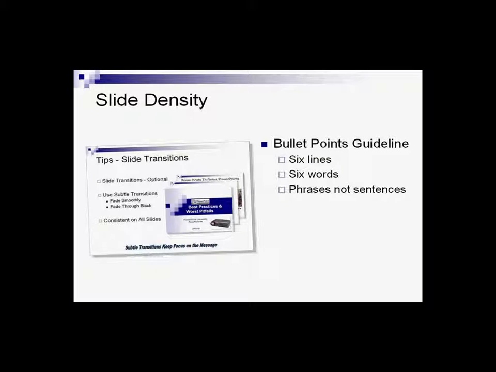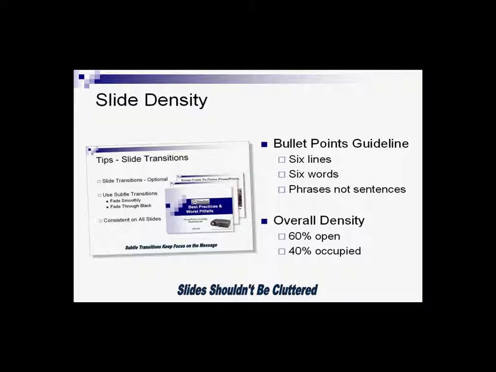Slide density is another critical factor in the readability of your slides. When using bullet points, it is recommended that you have no more than 6 lines with 6 words per line. Bullet points should be in short phrases, not sentences. The experts recommend that 60% of slides be open space. Cluttered slides do not convey a clear message.